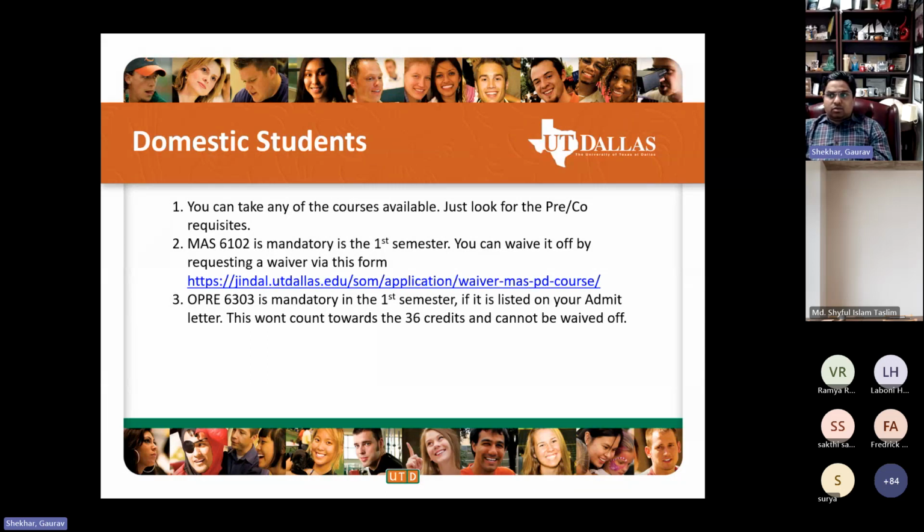Domestic students, you can take any of the courses that are available. As I said before, just look for the pre and the corequisites. MAS 6102 is mandatory in the very first semester, but you can waive it off, and the link is given right there.